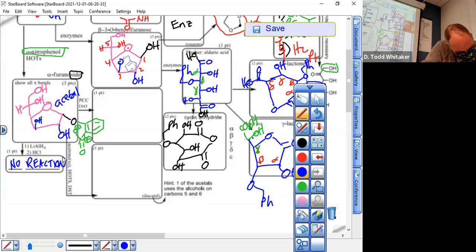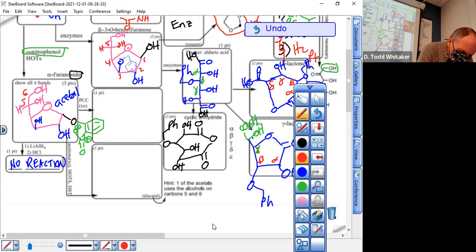And then I'm going to use acetone in excess. That's what this says, acetone in excess, HOTS and DST. And it says to make acetals using, hint, one of the acetals uses alcohols on carbons 5 and 6. That was 5 here, 5 here, 6 here. And I guess the other acetal has to be the other two. I wouldn't say one of the acetals. This says diacetal. That's right. I was implying diacetal. All right.